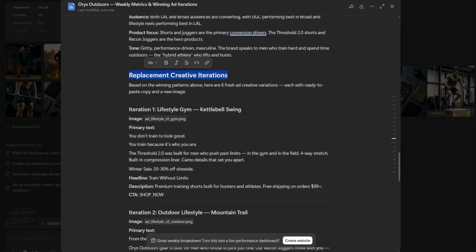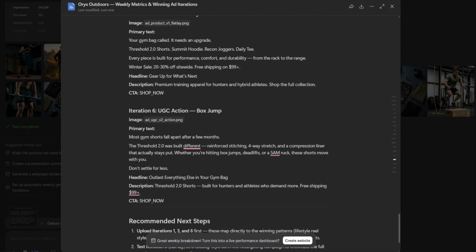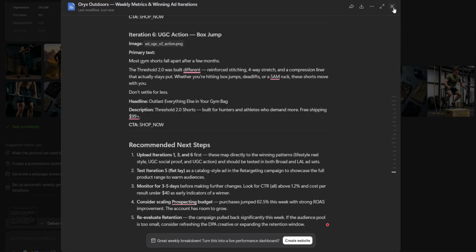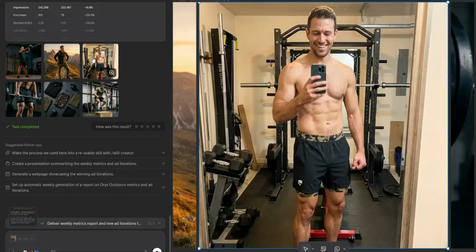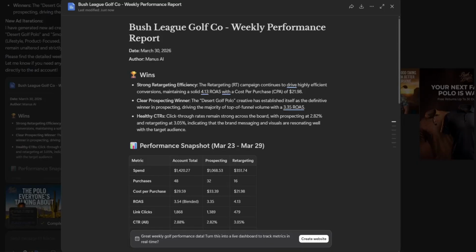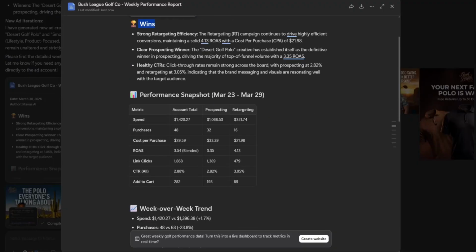we have this really good report that breaks things down at the campaign level, the entire account level. And now we have these images that we can plug in that are on brand, even bringing in their logo, all AI generated.